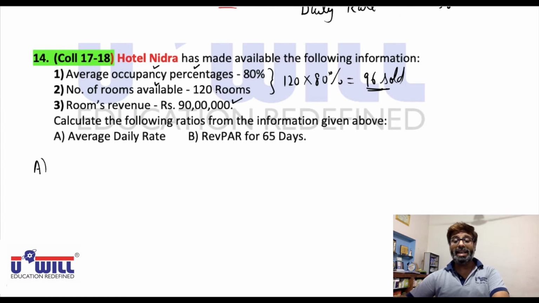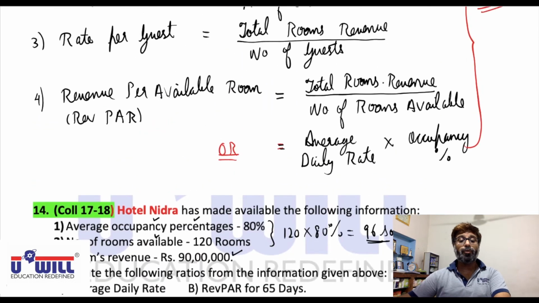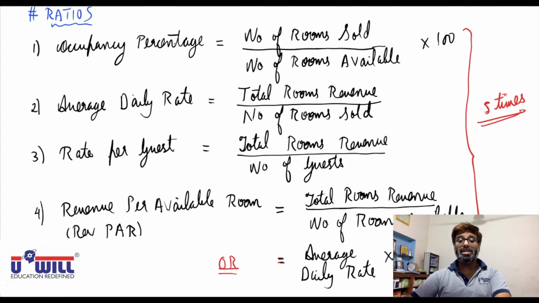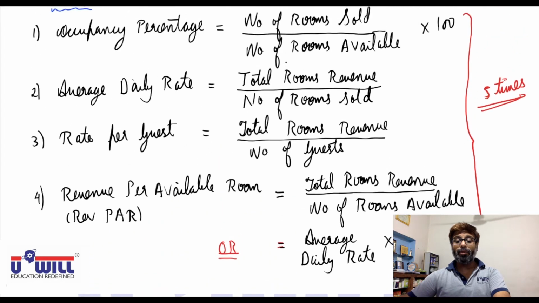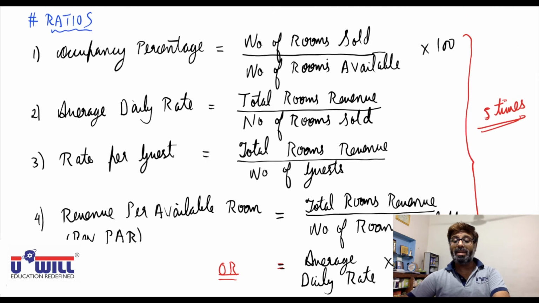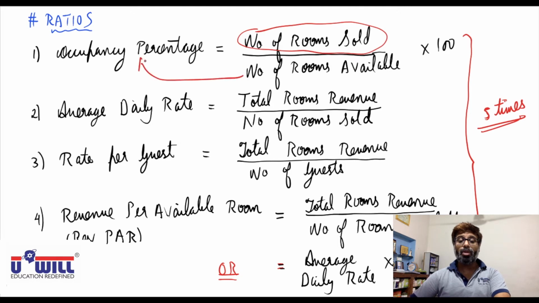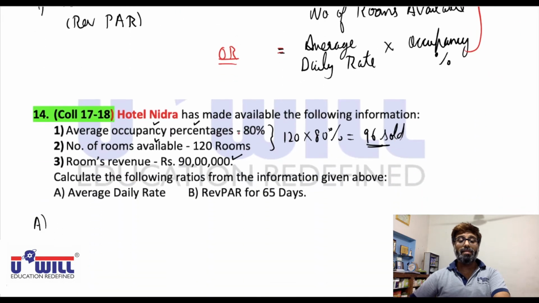Means 120 is 80%, 96 rooms are sold or occupied. Also you can get it from this formula. What is occupancy percentage? 80% is already given to you. That is number of rooms sold upon number of rooms available into 100. So in this formula, if I ask you what would be number of rooms sold, can you say there will be occupancy percentage into number of rooms available or not? That is what we have done. Number of rooms available 120 into occupancy percentage 80.